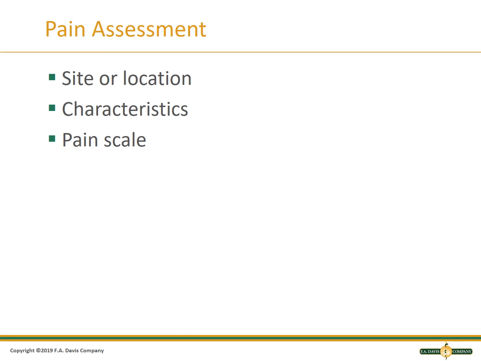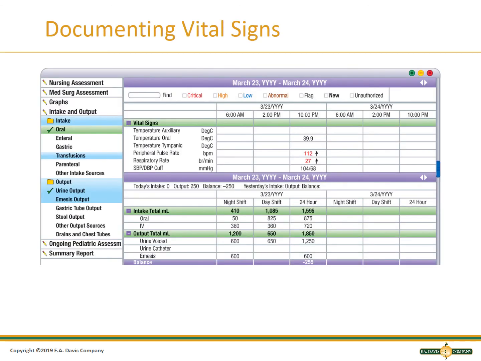But with a pain scale of 0 to 10, you'll ask the patient, 0 being no pain at all, 10 being the worst pain you've ever felt, what is your pain level? And they may say 10, they may say 20, they may say 0, but that's what you put. Pain is what the patient says that it is. This is just a little picture of documenting vital signs. It's kind of cool to just watch that as well.